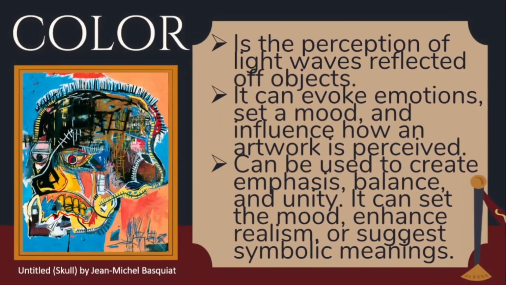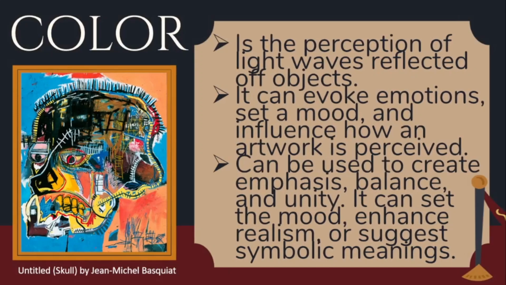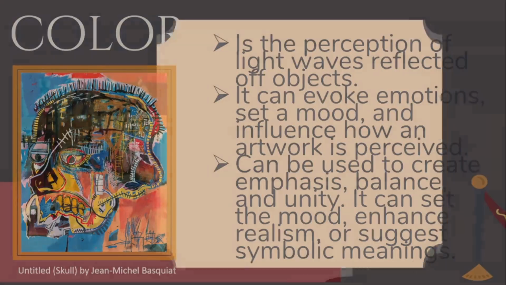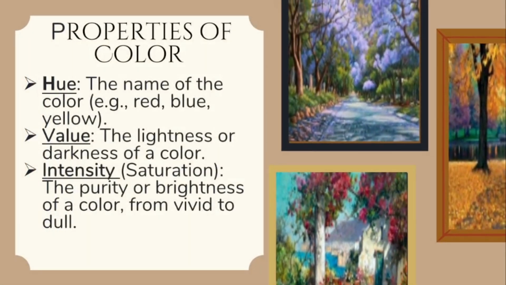E. Color. Color is the perception of light waves reflected from objects. It influences mood, symbolism, and the overall impact of an artwork. The three main properties of color are hue, the color name; value, lightness or darkness; and intensity, brightness or dullness. Warm colors, reds and yellows, convey energy, while cool colors, blues and greens, evoke calmness.